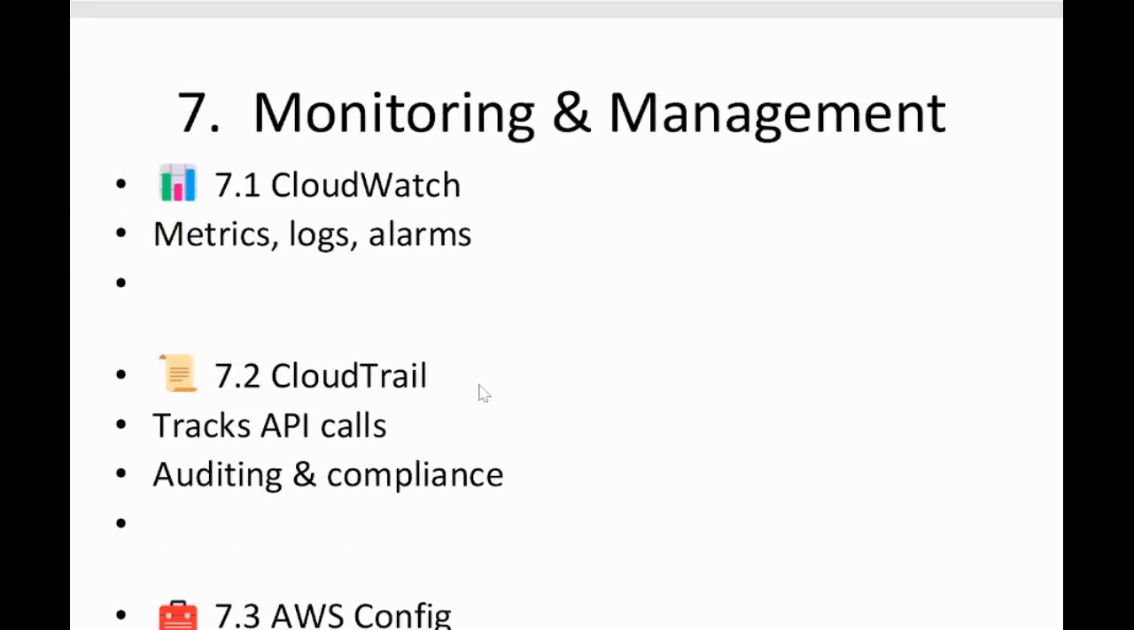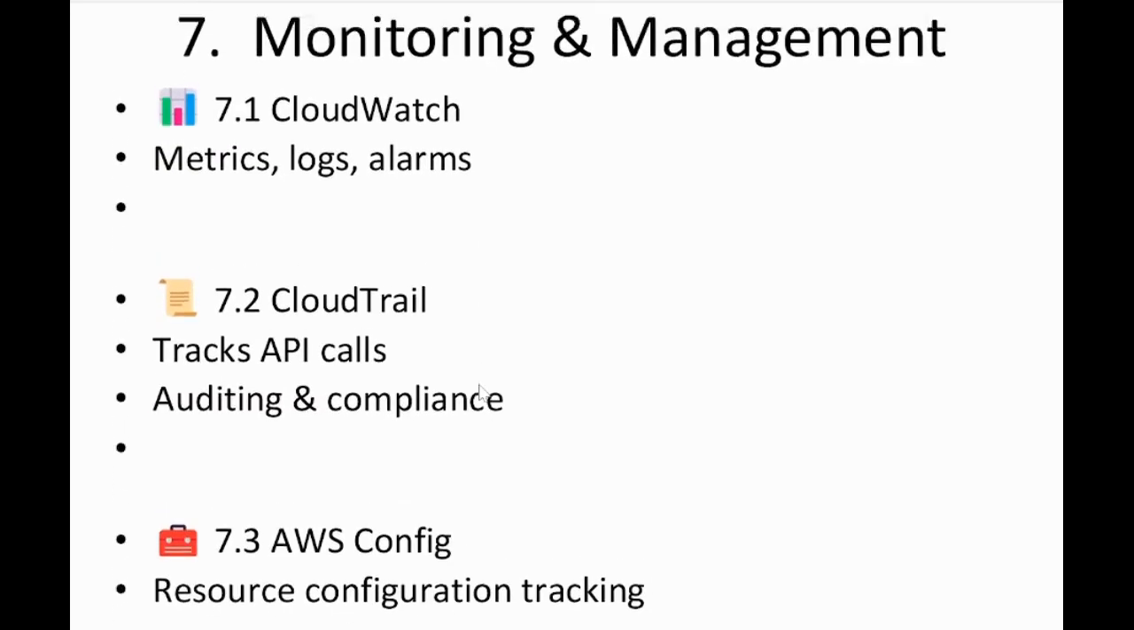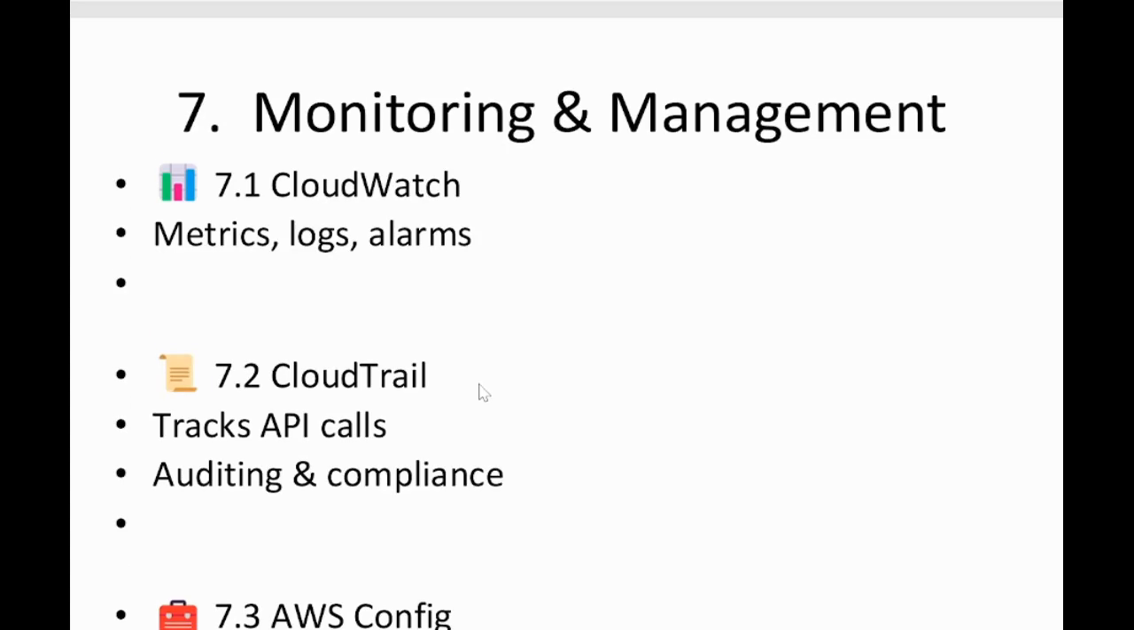Okay. Next one is monitoring and management. So first one is CloudWatch. You can use CloudWatch for metrics, logs, and alarms. Suppose you want to check the logs or alarms or metrics, so for this you can use CloudWatch. Okay. CloudTrail is basically used to track API calls. If you want to track the API calls, for this you can use the tool CloudTrail. Okay, and for auditing and compliance purposes, we use CloudTrail.